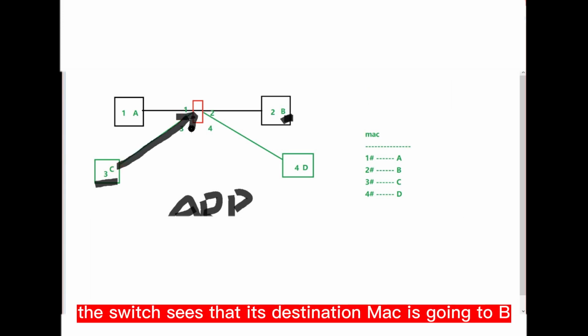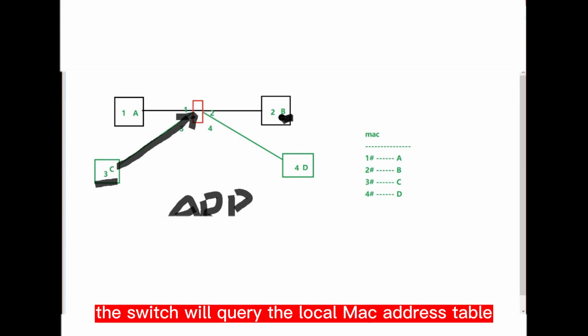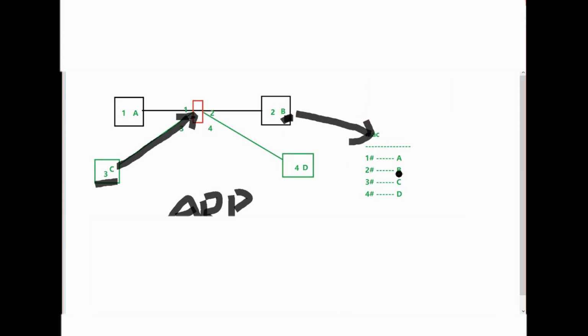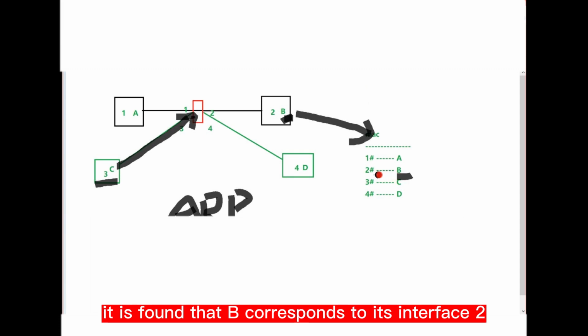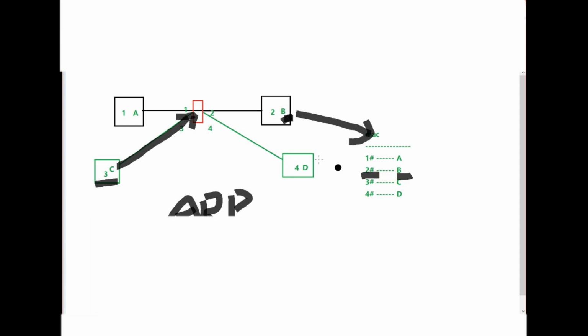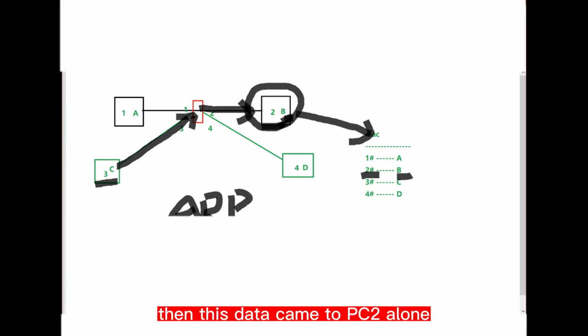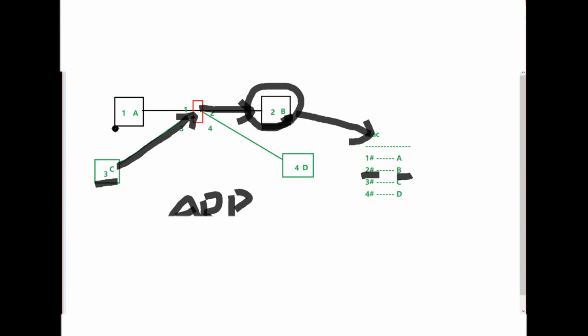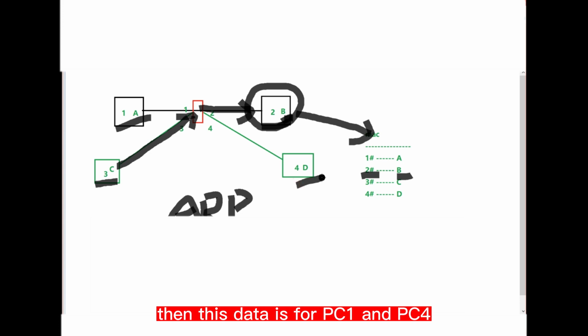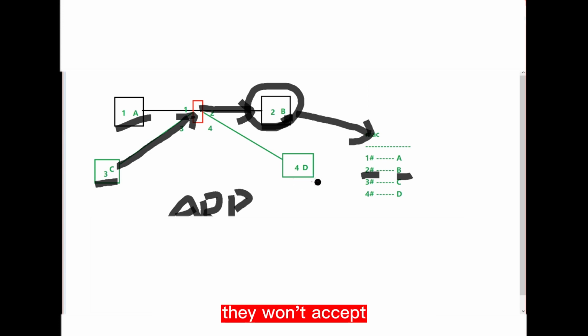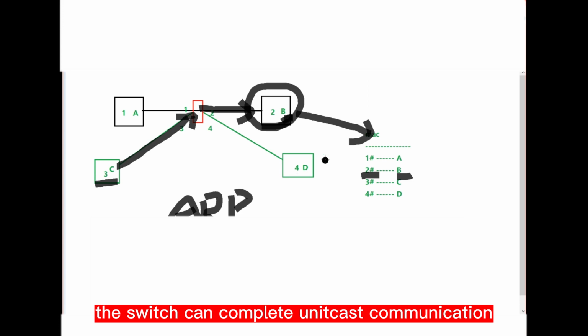The switch sees that its destination MAC is B. The switch will query the local MAC address table. It is found that B corresponds to its interface 2. Send data out from interface 2. Then this data comes to PC2 alone. This data is for PC2, not for PC1 and PC4. They won't accept it. The switch can complete unicast communication.